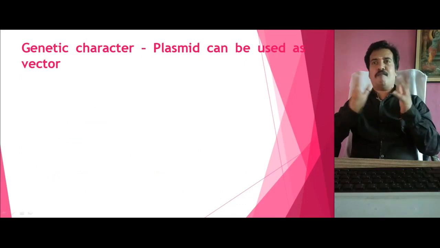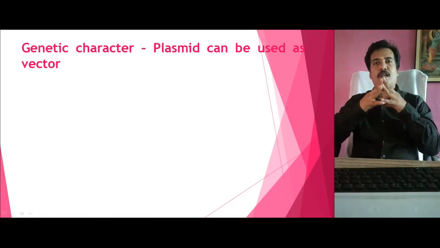In the next part, we will discuss the various genetic characters present in a plasmid that can be comfortably used as a vector.